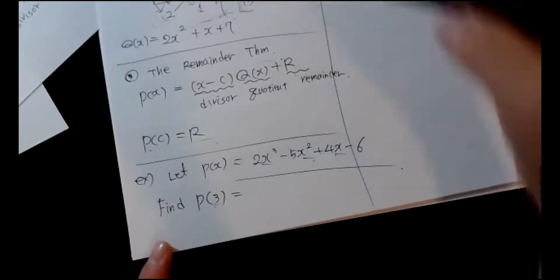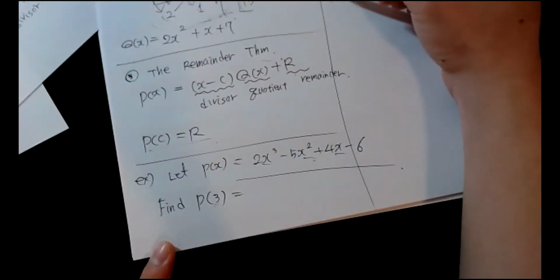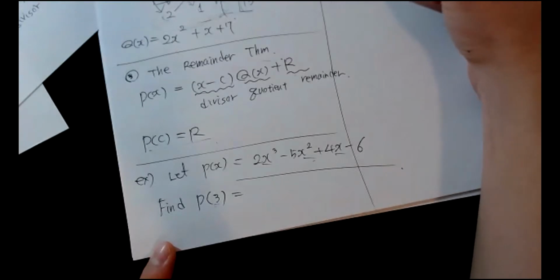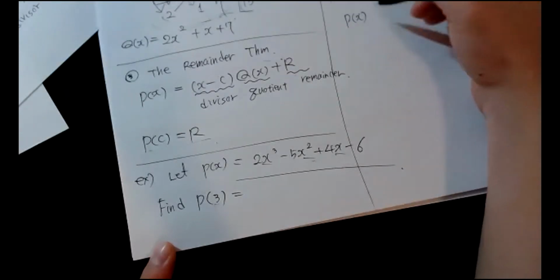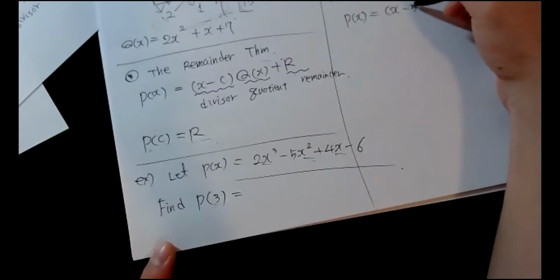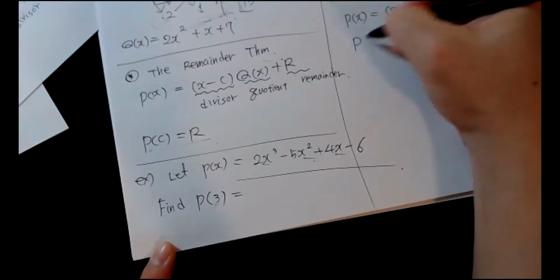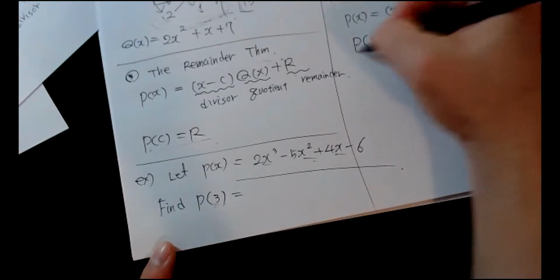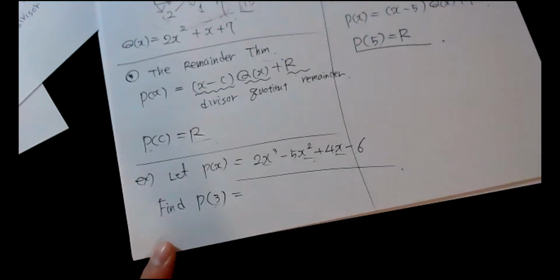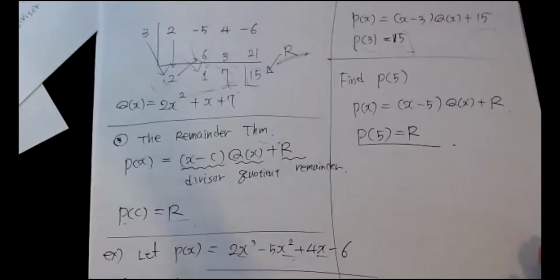So in the other question, when you find p of 5, then what? We divide the polynomial function by x minus 5. You get q of x, and then you're going to get some remainder, right? Then p of 5 must be r. Okay, so clear on this. That's the remainder theorem. And then the factor theorem is this.